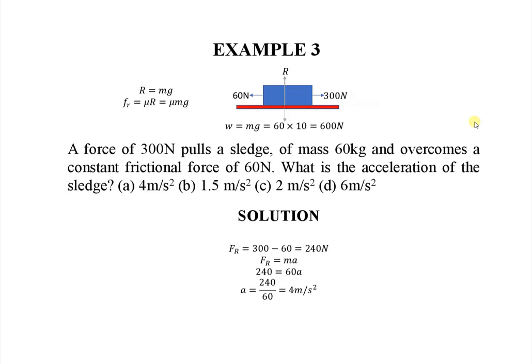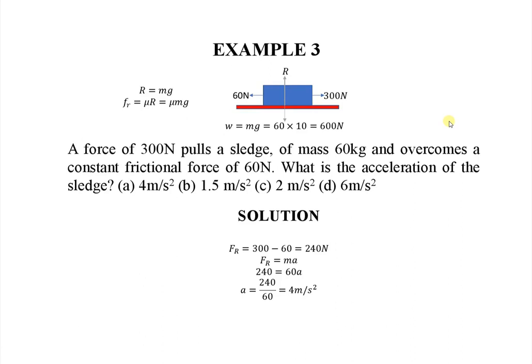Today we are going to build on our last class by looking at more examples. So let's go to example 3. In example 3, let's look at the question. A force of 300 Newton pulls a sledge of mass 60 kg and overcomes a constant frictional force of 60 Newton. What is the acceleration of the sledge? You remember that in our last class, we dealt with this question.